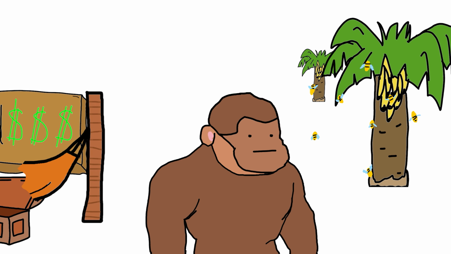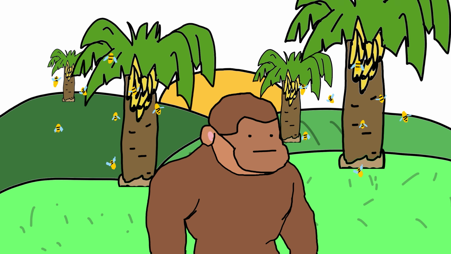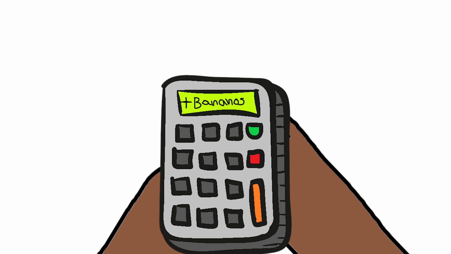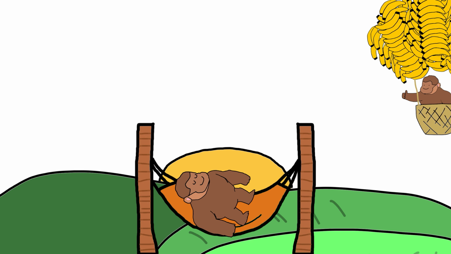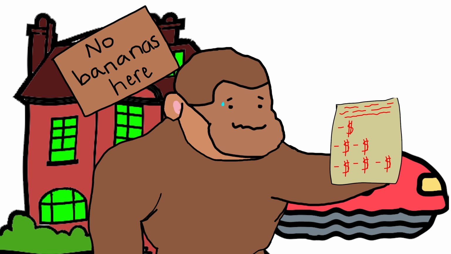The goal isn't to own more stuff. It's to own things that generate simio dollars. More simio dollars means more bananas. With simio dollars, you buy time, peace, and freedom. With liabilities, only problems come.